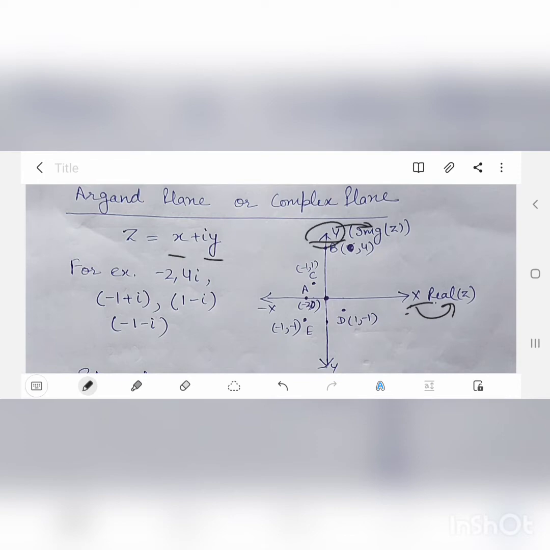Then z is equal to x plus iy, where x is the real part of z and y is the imaginary part of z. Then we represent it on the complex plane. We take the point P(x, y), where x is the real part and y is the imaginary part. When x and y are both positive, we take this quadrant. This is the positive quadrant in the graph.